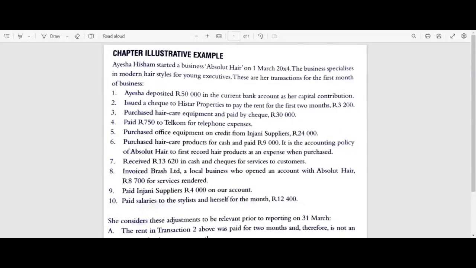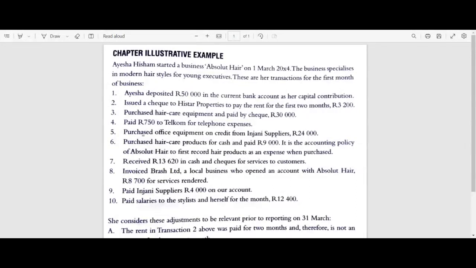So yes, we can call it equipment. I would tend to be more specific. I would rather call it hair care equipment, but equipment won't be wrong as you realize it's a non-current asset. Okay, so we are done with that one, ladies and gentlemen.